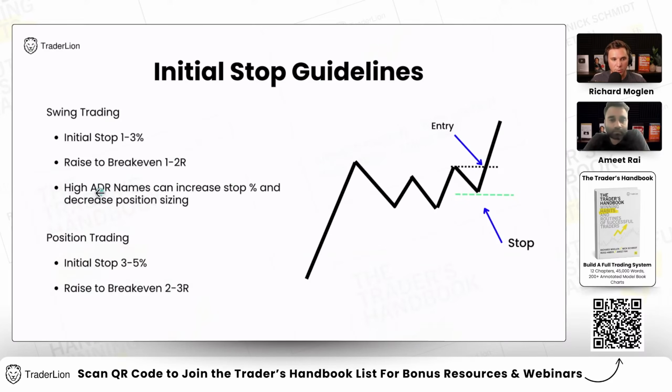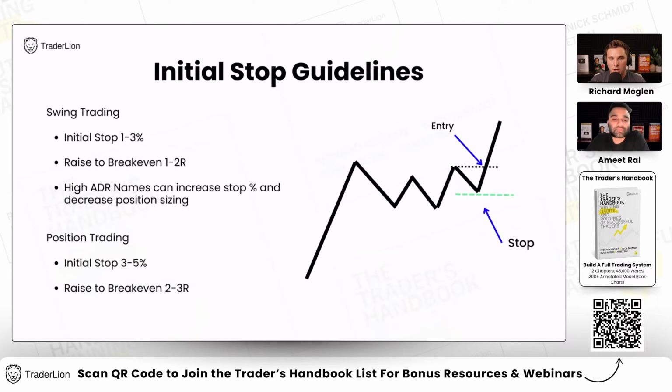And I think somebody will probably ask this in the chat, 1 to 3% is pretty tight. What about a quantum stock that has very high ADR where it can move that in about 5 minutes? You just basically want to take that into account. And instead of keeping it here, you can increase your stop percentage, especially if it's still technically valid, but just decrease your position size, because it doesn't take much to really move the needle in that type of name if it really gets working. So a small position size can still benefit your account.